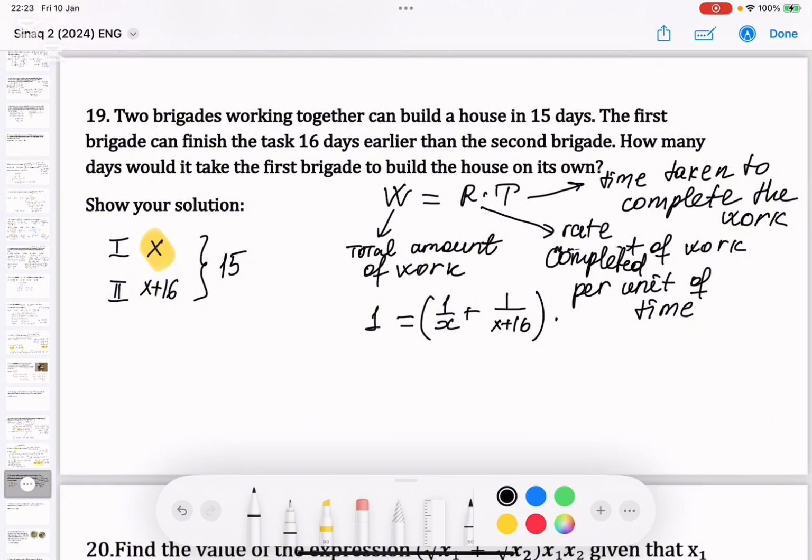And the amount of time taken to complete the work, this is what is left. We see that at the very beginning of the problem it's been stated that to complete the work by working together, these two brigades need 15 days. So we're going to write 15 here. And that is it. Now we just have to solve this equation for x.